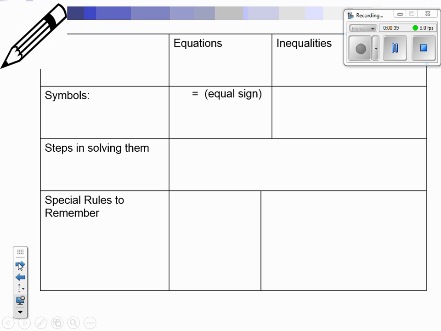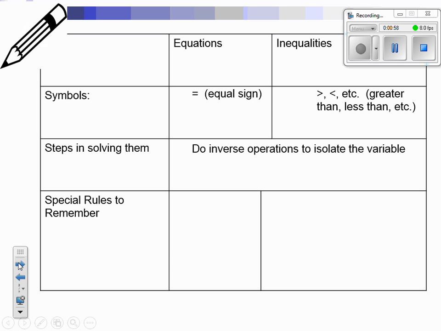In terms of symbols, equations have an equal sign. That's what makes it an equation. Inequalities will have a less than, a greater than, a less than or equal to, greater than or equal to, those symbols that you've seen before. That's what separates them in terms of their symbols. How we go about solving them is pretty similar.